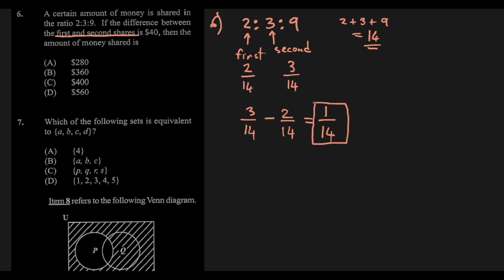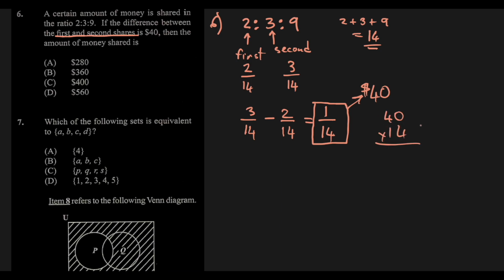Now what do I mean by that? So this 1 over 14, I'm saying that this 1 over 14 is $40. If 1 over 14 represents $40, I now need to figure out how many $40 we can get if we had 14 on 14, if we had the full proportion. So in order to do that, all I need to do is say 40 times 14.